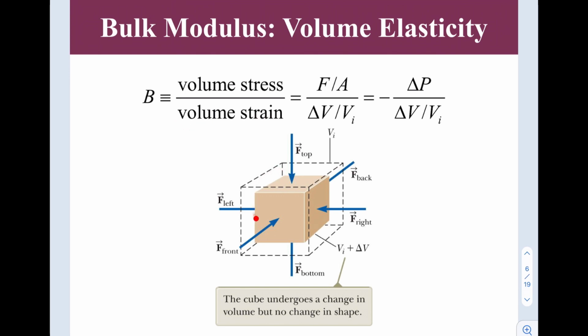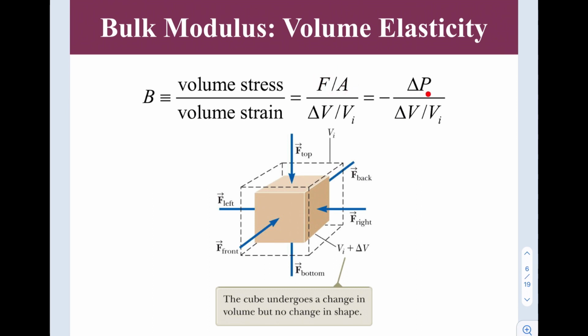Bulk modulus is defined as the volume stress, F over A, over the volume strain. What deformation happened just now? Change in volume over initial volume. But normally, the change in volume will be a negative amount because it is a decrease. So to counter the negative within delta V, we put a negative sign in front of this equation.